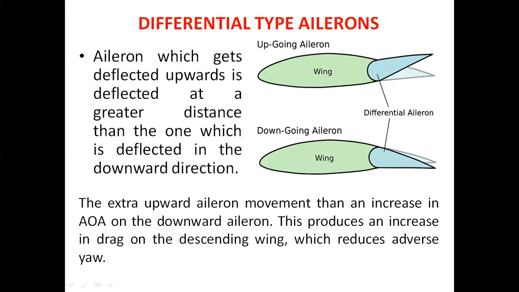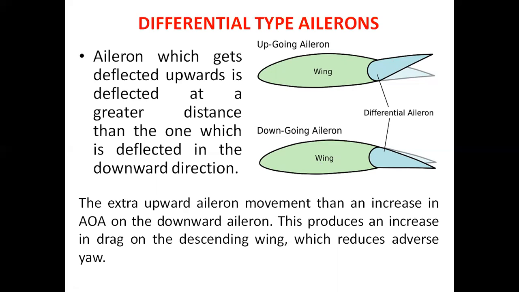Now we'll come to the differential type of aileron. What is the differential type of aileron basically? It is a design in which the aileron which is deflected upward is deflected at a greater distance than the one which is deflected in the downward direction. Looking at the picture, the upgoing aileron is deflected more as compared to the downgoing aileron. That design is known as the differential type of aileron.